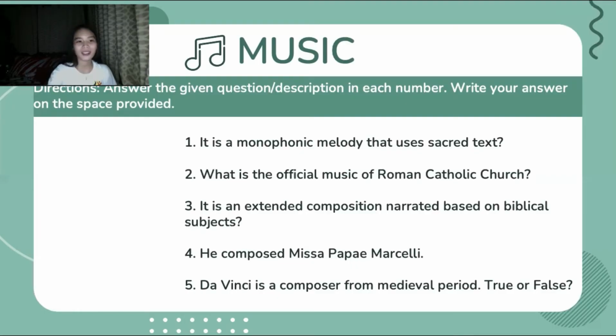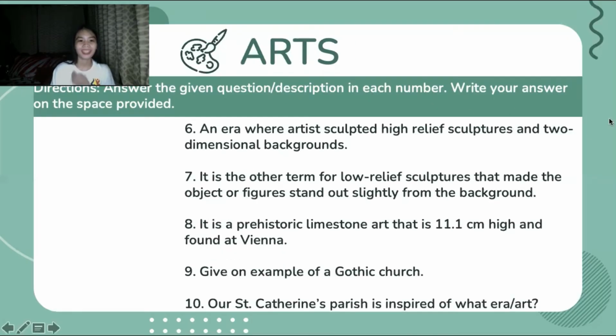Now let's proceed with our arts. Number 6, an era where artists sculpted high relief sculptures and two-dimensional backgrounds. Okay, the answer for number 6 is Egyptian era. Number 7, it is the other term for low relief sculptures that make the object or figure stand out slightly from the background. The answer for number 7 is bas relief.